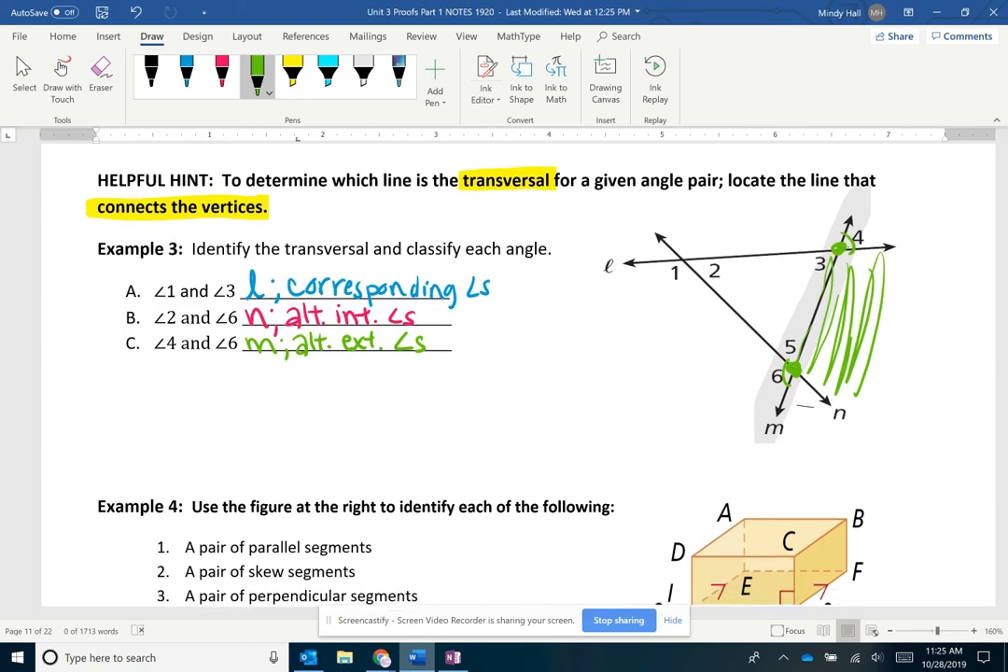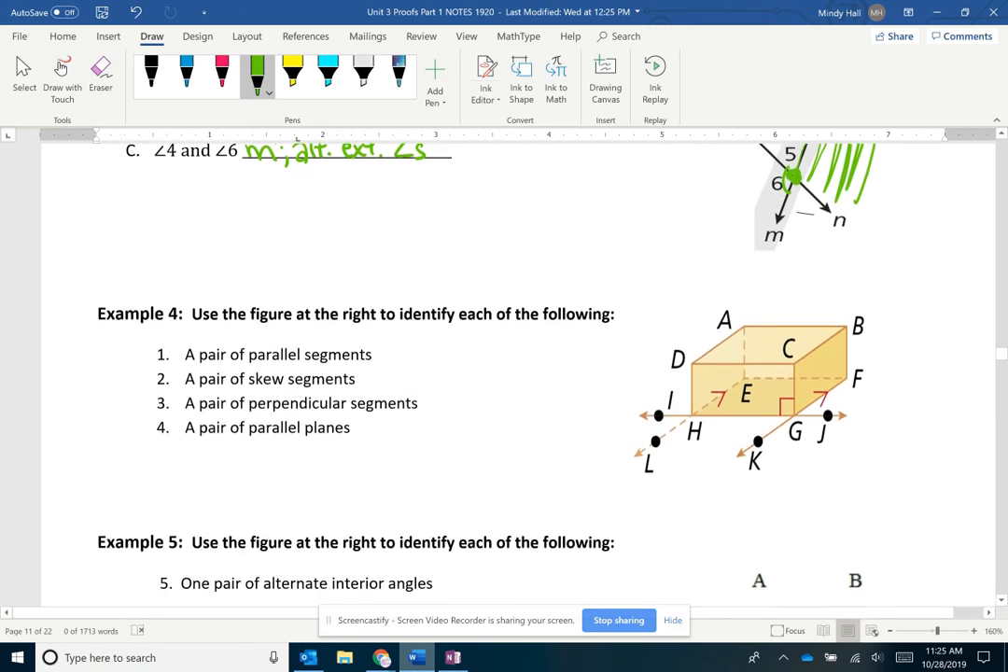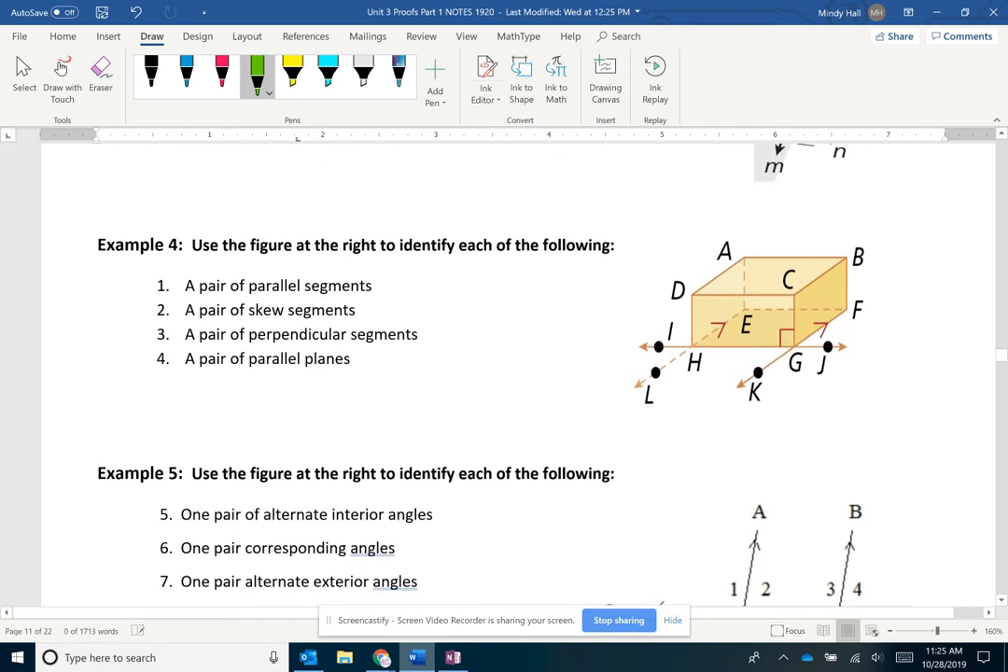Okay. So then for example 4, we are going to use the figure to identify each of the following. Keep in mind there is more than one correct answer, and if you're not sure, just comment below and I will tell you if it is an example of it. So if we are talking about parallel segments, again, you really want to stick to the ones that have the symbol, so we'd want these two. So that would give me that HE is parallel to GF.